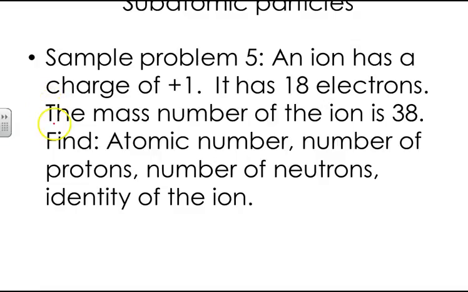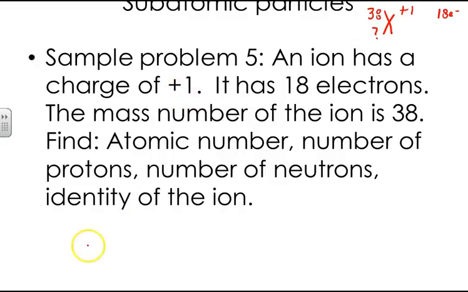Okay, let's do one with an ion. We have an ion that has a charge of positive 1. So we've got some sort of, we'll just call it X, and it's got a positive 1 charge. We put charges as superscripts on the right side of the symbol. It has 18 electrons. Mass number is 38. Put that up there. We want to find the atomic number, which is here, the number of protons, which is the same, the number of neutrons, and the identity of what the ion is.